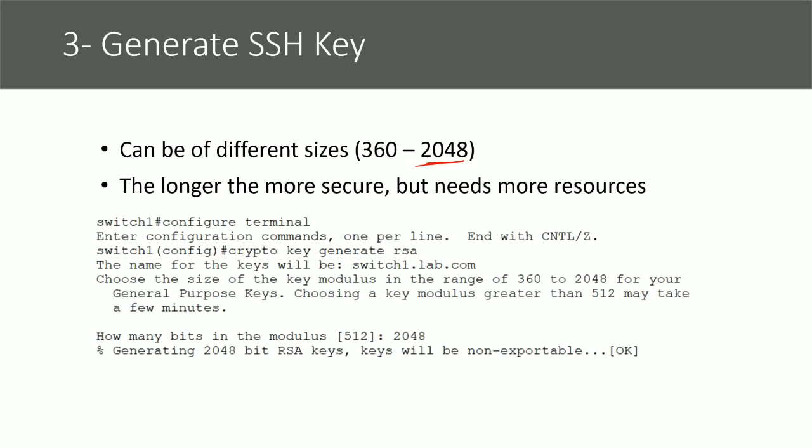The process to generate SSH key is as follows. You start by going to configure terminal, and then you issue this command. The switch asks you for the key length, and in my case I will go for 2048 because this is more secure. So once you have the key generated and IP addresses, host name and domain configured, you need to enable SSH in VTY lines.